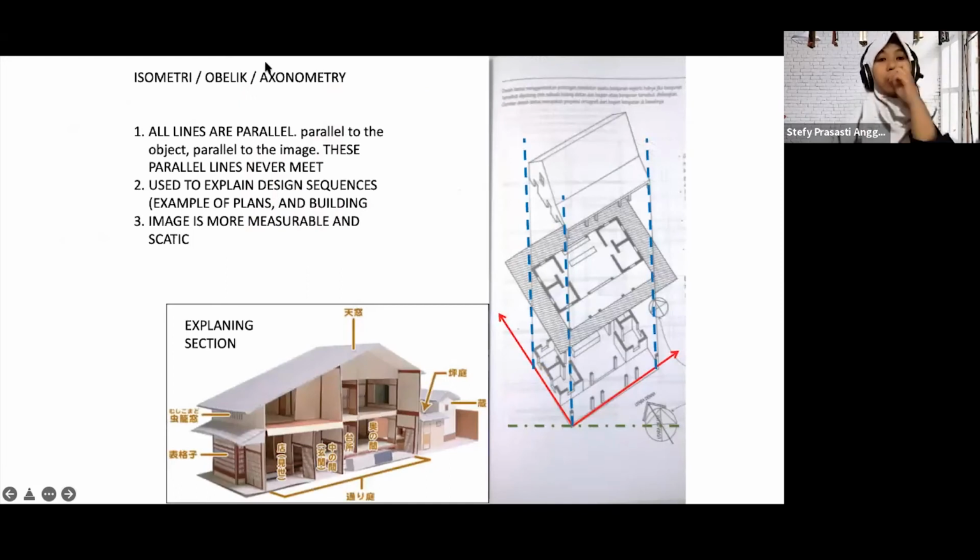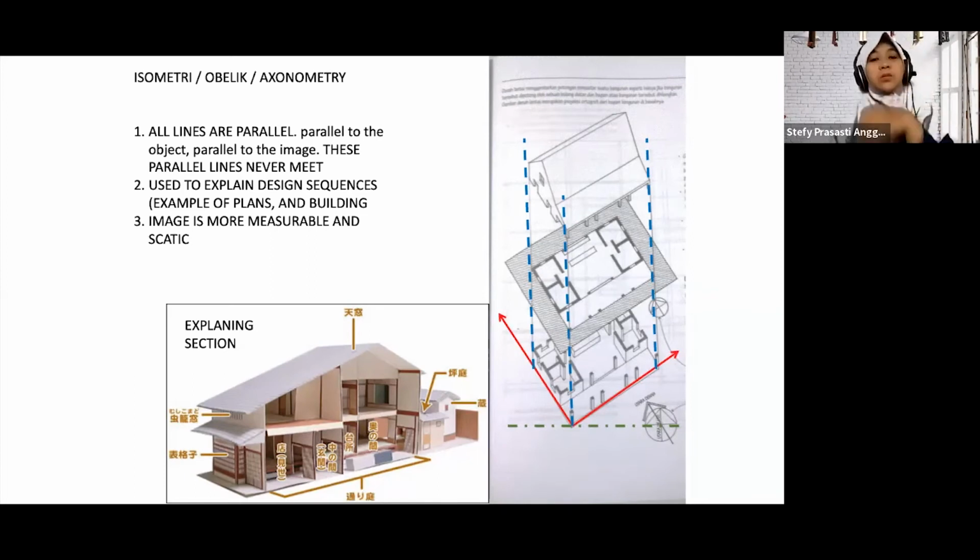And also the isometric, dimetric, or axonometric, all lines are parallel to the object, parallel to the image, and these parallel lines never meet. Yeah, this is very different from perspective, because in perspective the lines are made with one point, two points, or three points.